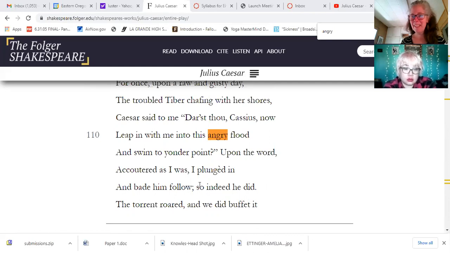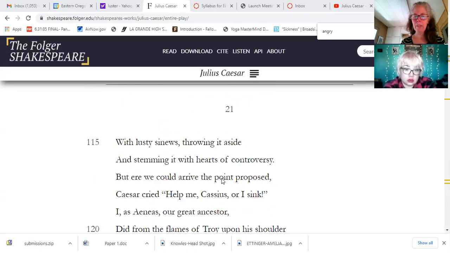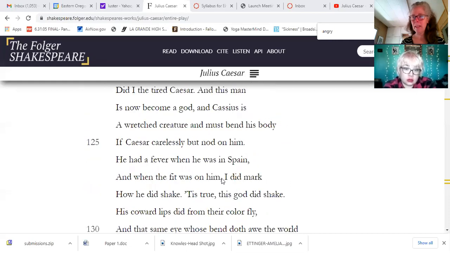And Cassius is trying to say, Brutus, you too, you're just as good as Caesar. And why does Caesar have all this stuff and we don't? So he's trying to get Brutus to see that Brutus needs to take some action.